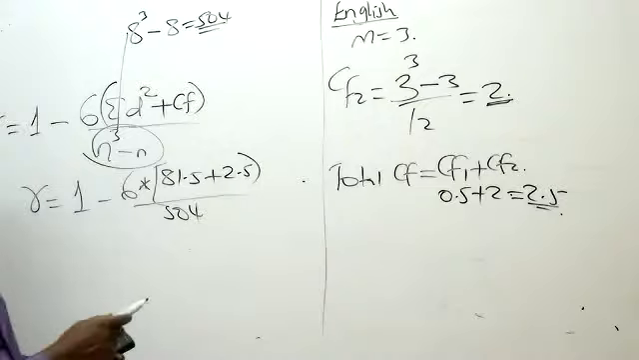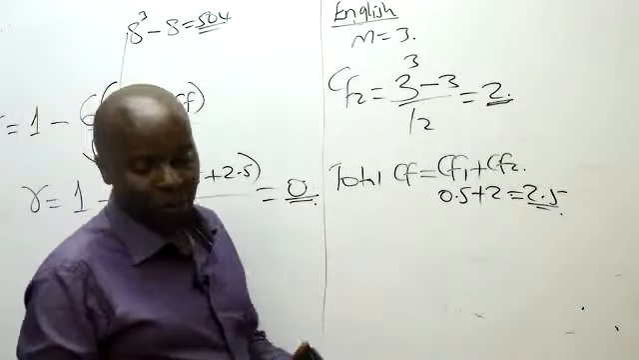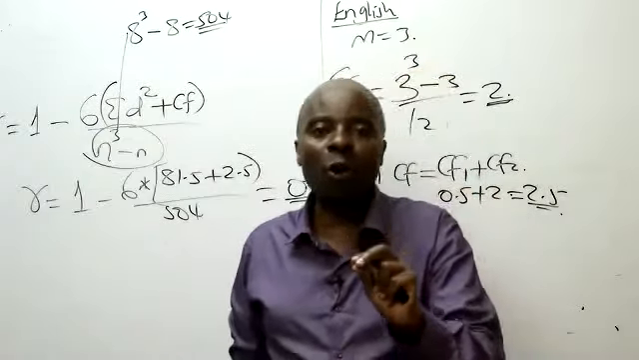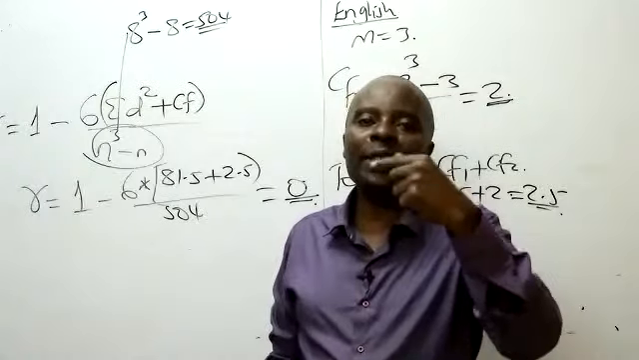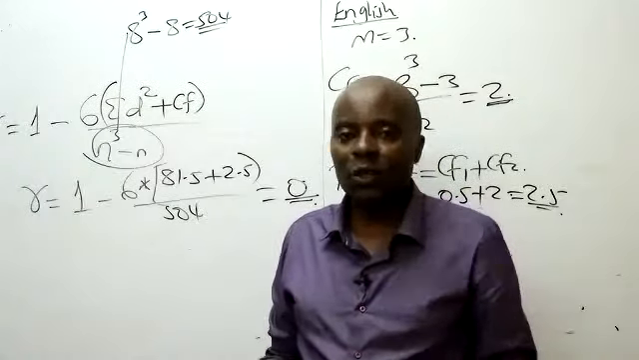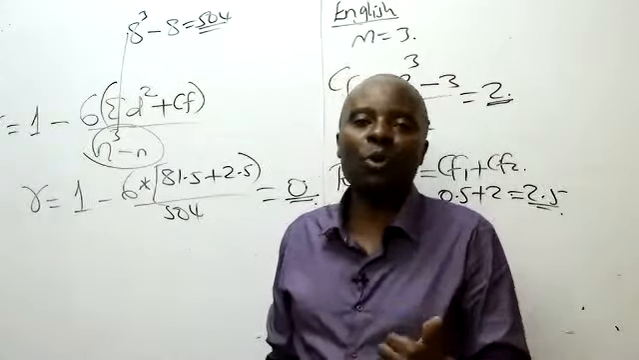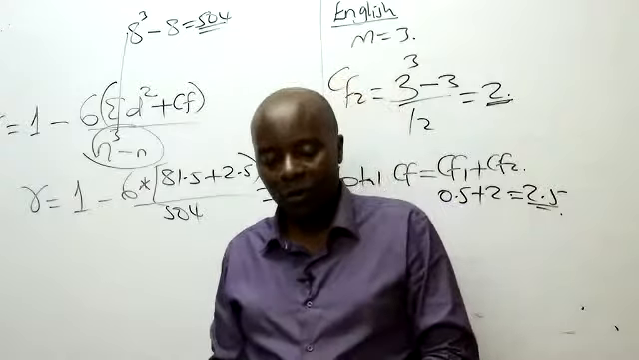gives me 0. So the correlation between the two variables is exactly 0, meaning that there is no association at all, no correlation at all between performance in math and performance in English. There is no relationship. You can easily get somebody who is doing poorly in English but performing very well in mathematics.